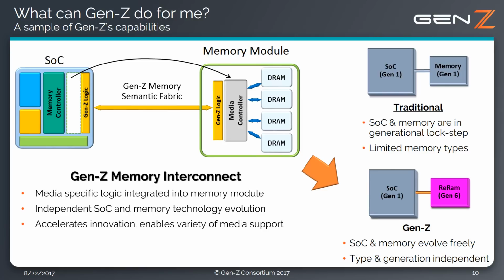This change allows us to do two important things. First, we unlock the lockstep innovation between SoCs and memory, and the SoCs and memory can evolve completely independently of each other. Second, we can now support a wide range of memory technologies, which is especially important for storage class memories, where there are many variants with different attributes that may be required for different workloads. Thus, an SoC can support memory generations and types not comprehended in its original design. This capability enables a new level of innovation for memory and host component development.